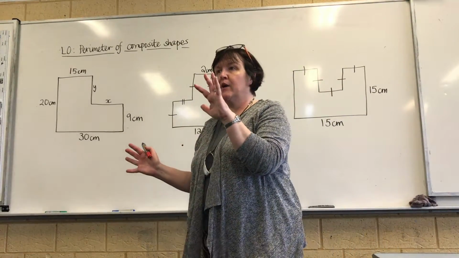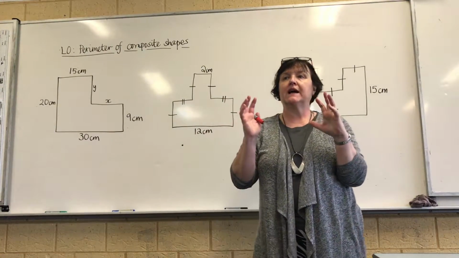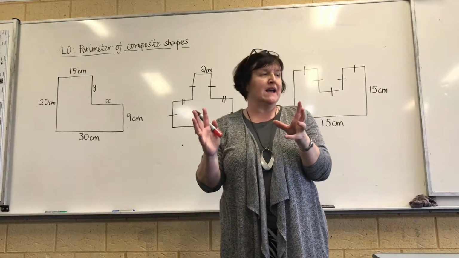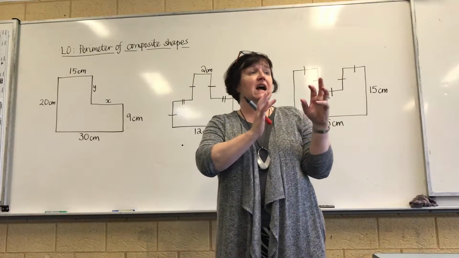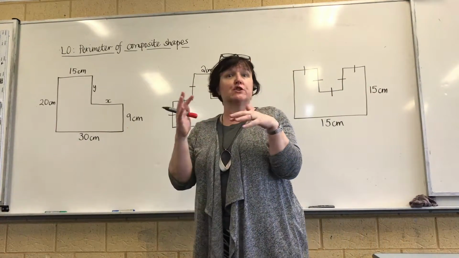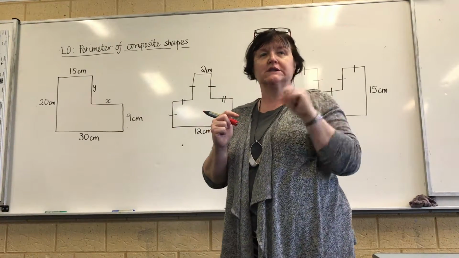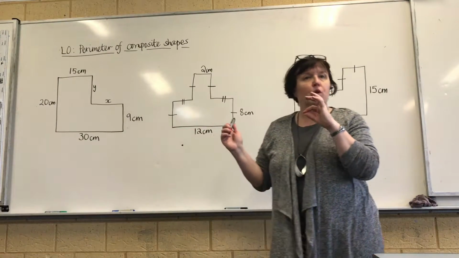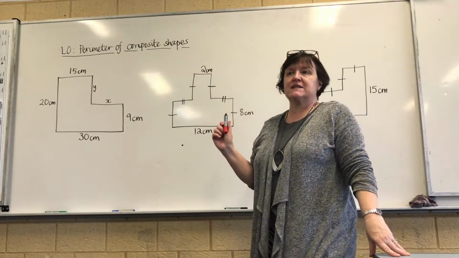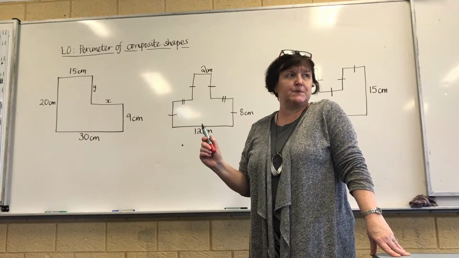So yesterday we were looking at the perimeter of common polygons. We looked at the perimeter of a square, the perimeter of a rectangle, and the perimeter of a parallelogram. And we looked at the formulae for those, formulae being the plural of formula. Okay. Now, what we're moving on to today, though, is the perimeter of what are called composite shapes.